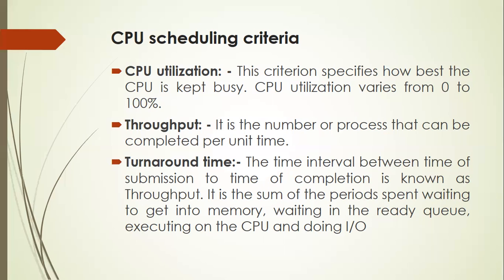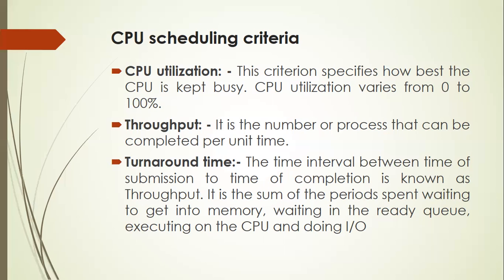The second one is throughput. Throughput is the number of processes that can be completed per unit time. That means in the allocated time given to you, how many processes you can completely execute. To understand that, let us consider 3 different processes. Process 1 is 15 milliseconds, process 2 is 6 milliseconds, and process 3 is 8 milliseconds.